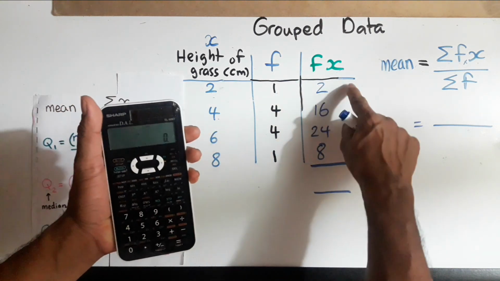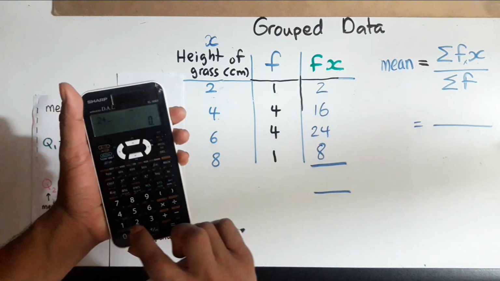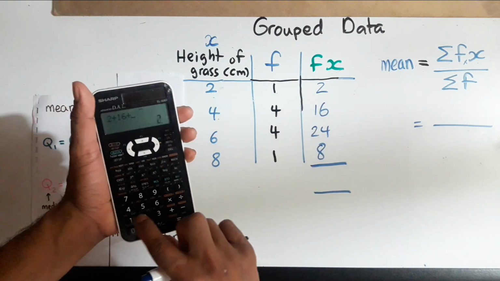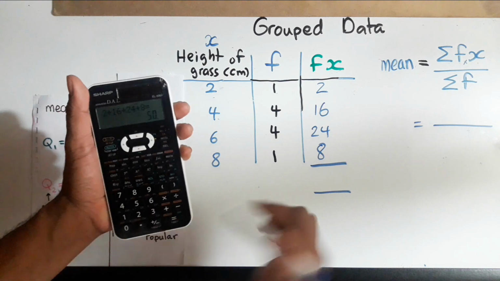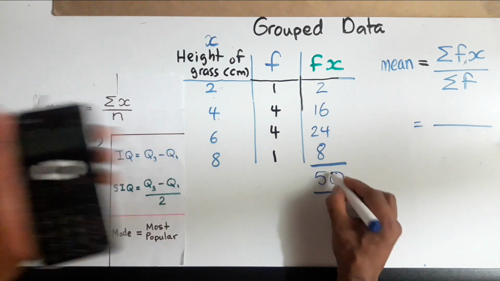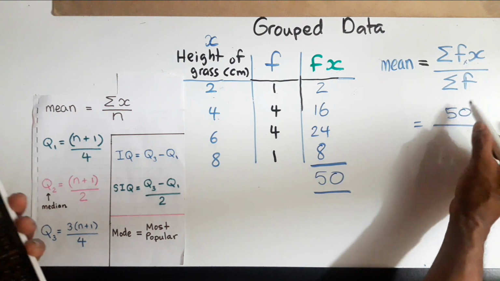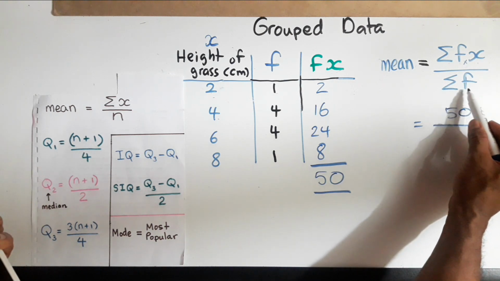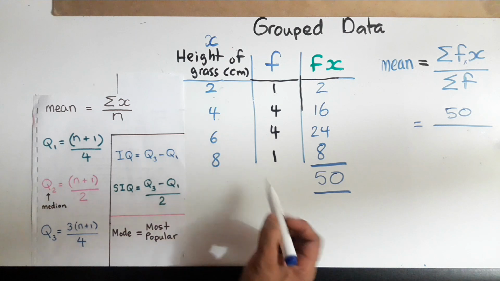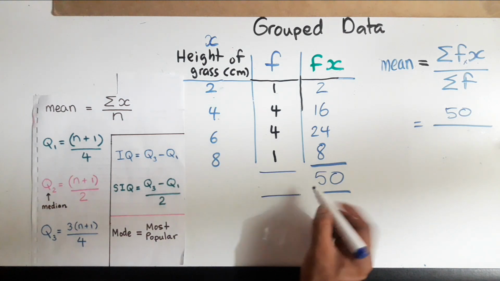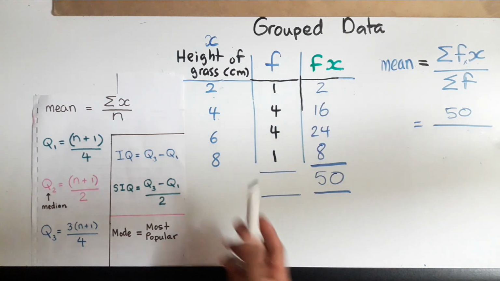So let me add it up. 2 plus 16 plus 24 plus 8. And that will give me 50. So sigma fx is 50. So now we need to divide it by sigma f. This is the f column here. So to find sigma f, we just need to add up everybody in this column.